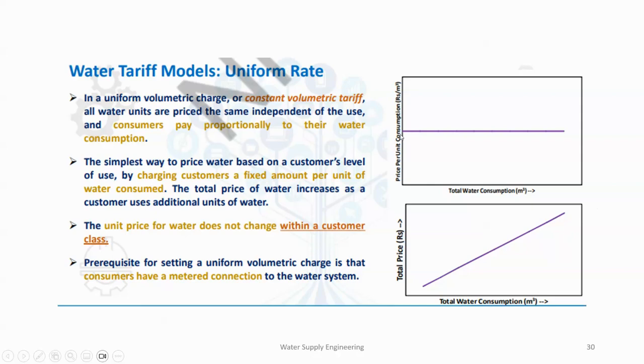Price per unit consumption doesn't change. Even if I am consuming X meter cube of water or Y meter cube of water, per unit charge will not vary. It will be a fixed value. And it will not even change with the customer class or customer level. It will be a constant for everyone. So the prerequisite is that we need to have a metered connection for each consumer. So depending upon the consumption, multiplying that particular consumption into unit price, we'll get the uniform rate that is to be charged.